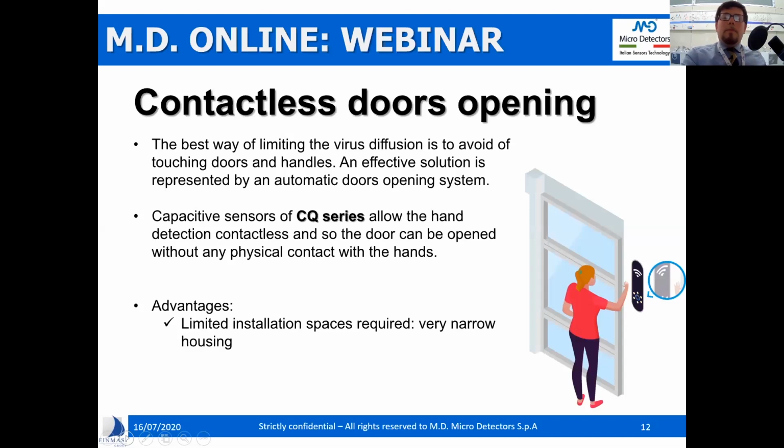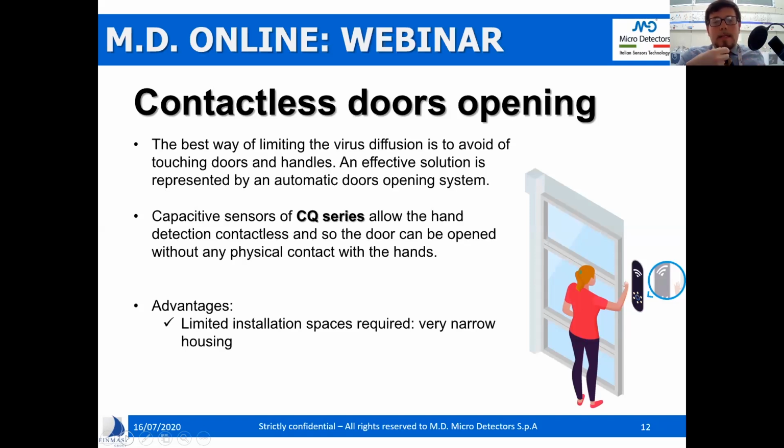As I said before, one of the recommendations of the World Health Organization is represented by the not frequent touch of the handles when opening the doors, because they are surfaces touched by everyone, and they can transform themselves in a great transmission mode of the virus. So what? We can use some automatized system to open the doors.